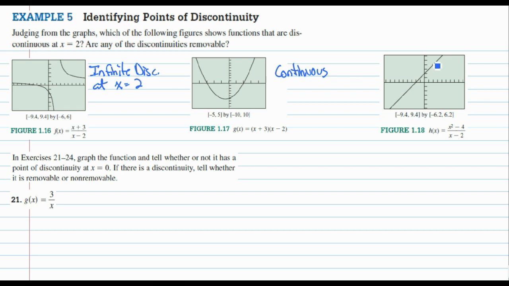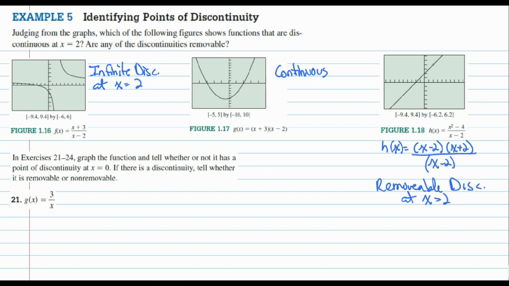This one over here, I see a removable discontinuity right there. They've symbolized it where x equals 2, with a little circle. Now I'm going to look algebraically just to make sure that makes sense. So h of x equals, now the numerator can get factored, x minus 2 times x plus 2. And I still have an x minus 2 in the denominator. So in fact I can see there the positive 2 makes both the numerator and denominator 0. So there is a removable discontinuity at x equals 2.